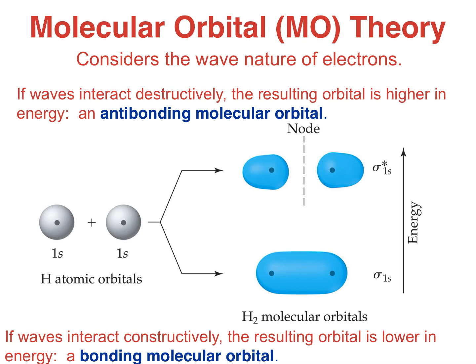The last molecular structure theory is the molecular orbital theory. This one actually considers the wave nature of electrons. So if waves are interacting destructively, the resulting orbital is going to be higher in energy, meaning if the two interact in a way that actually repels one another, we have an anti-bonding molecular orbital. If the waves interact in a way in which they can both exist in the orbital together, in other words, they interact constructively, the resulting orbital is lower in energy, and therefore a bonding molecular orbital will occur.